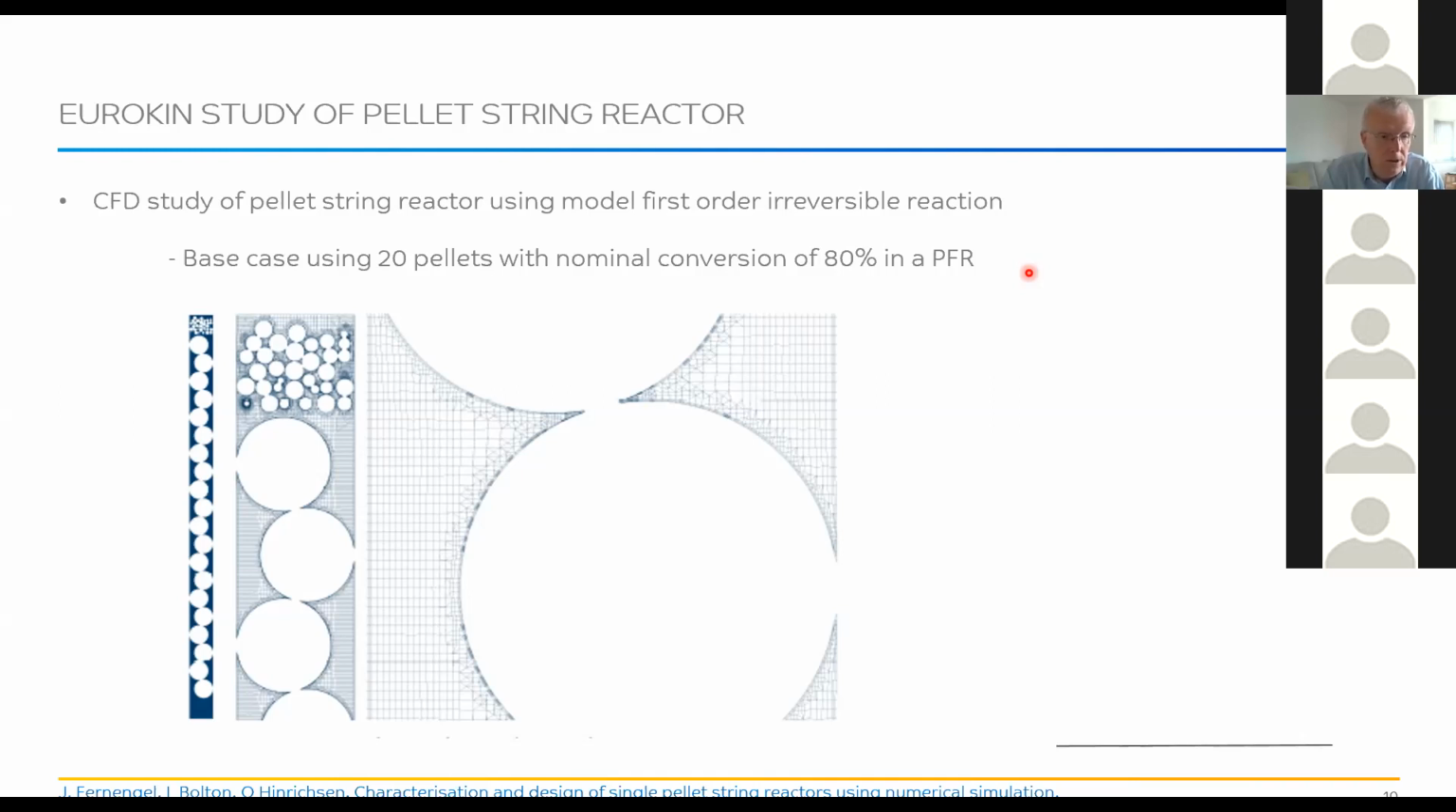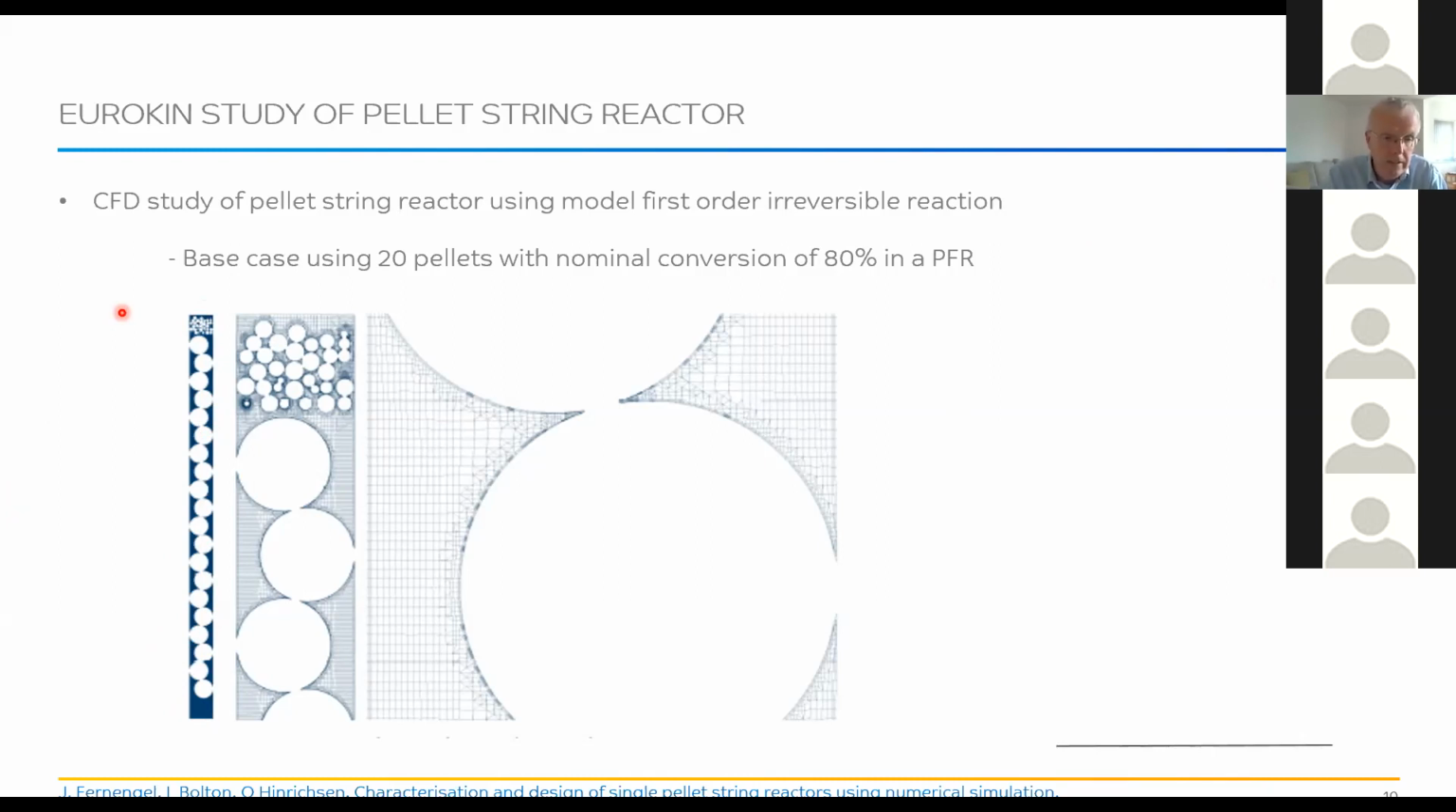Initially they did work with spherical materials. What you can see on the left side here is the setup with 20 particles packed in a narrow diameter reactor. They set the system up with a model reaction where they assumed that in a conventional plug flow reactor, you would get 80% conversion. Then they were going to look at how the performance of the pellet string reactor deviates from plug flow behavior.